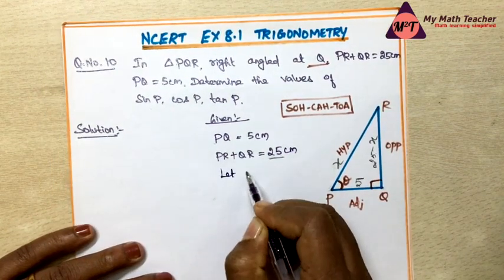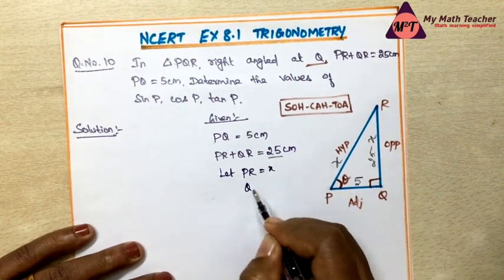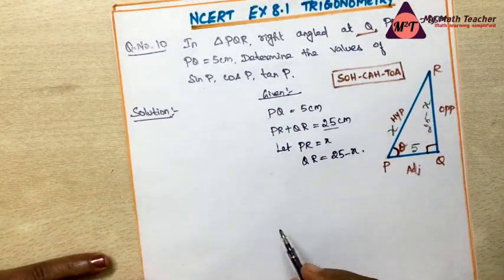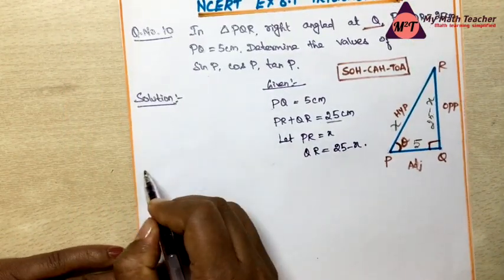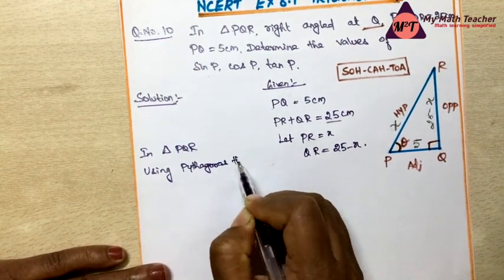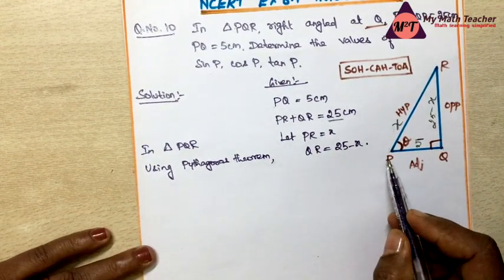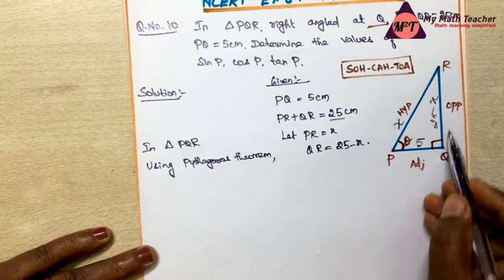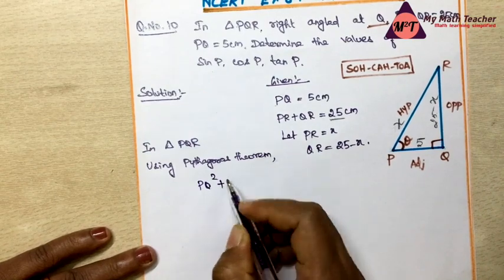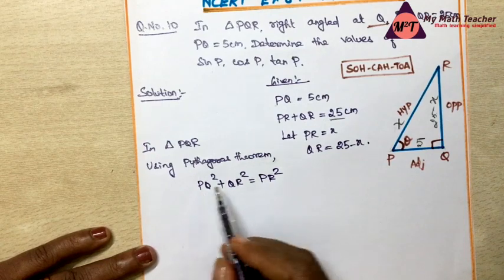With the help of all this information, we are going to find the sides. First step, let PR be equal to X. Then QR is equal to 25 minus X. By Pythagoras theorem, using Pythagoras theorem in triangle PQR. So what is the theorem? PQ square plus QR square is equal to hypotenuse square, PR square.